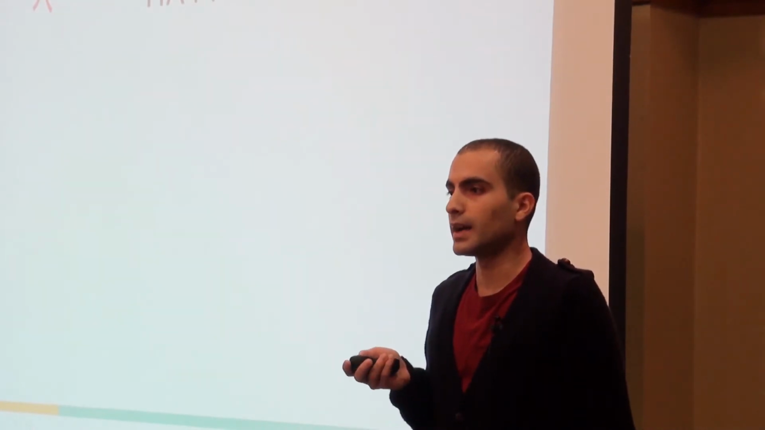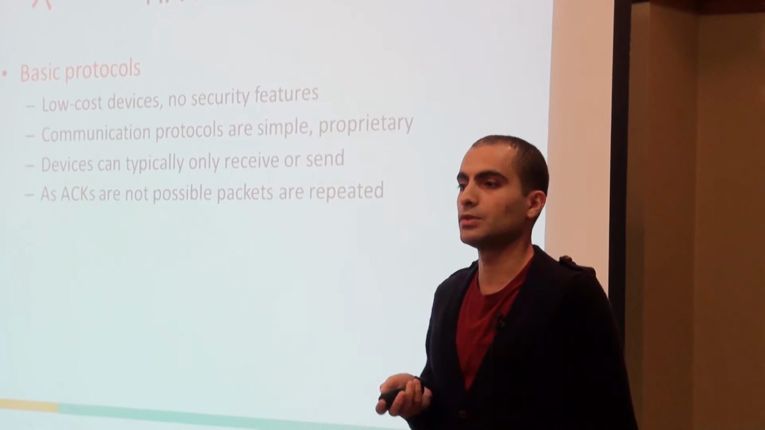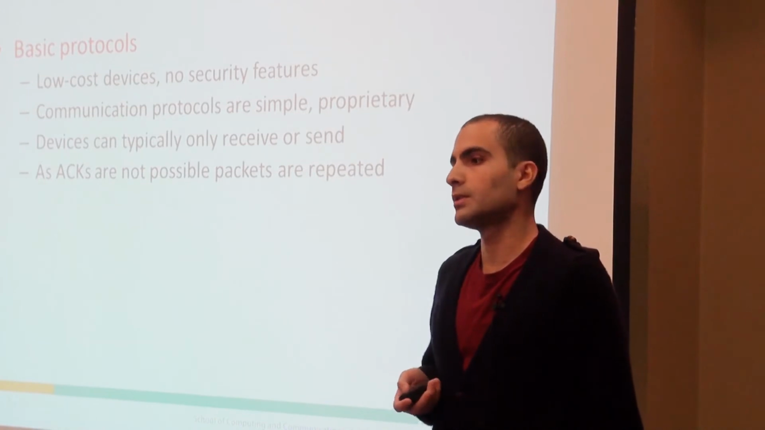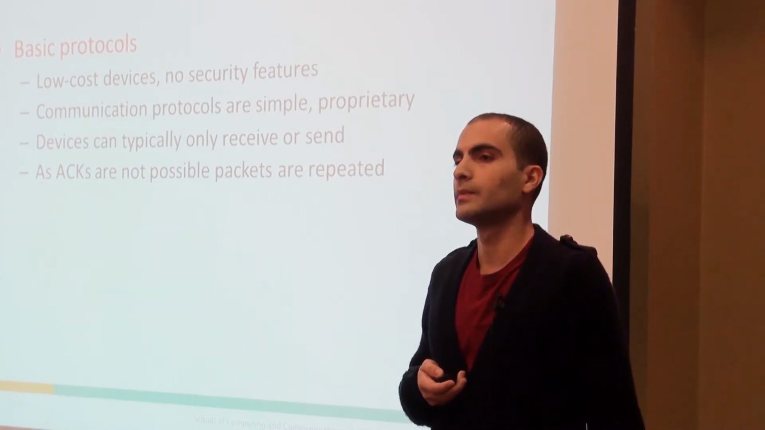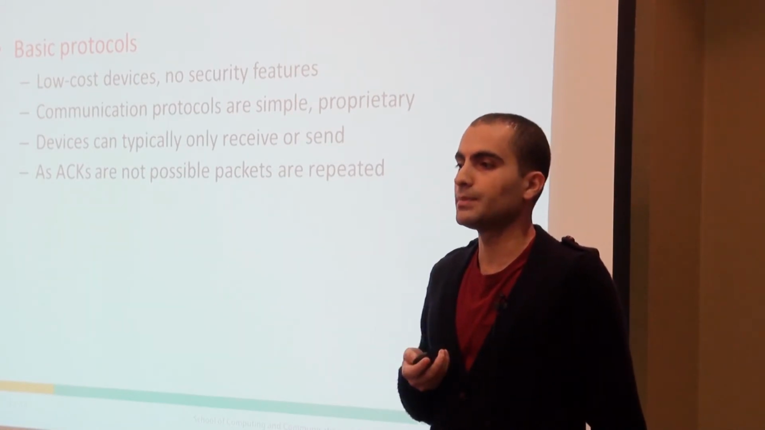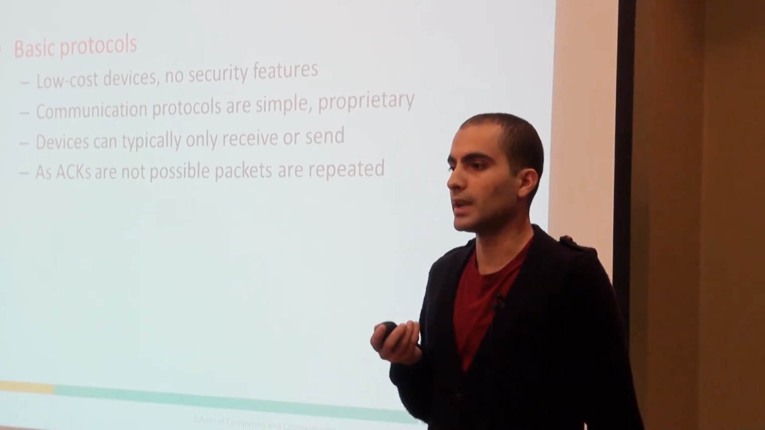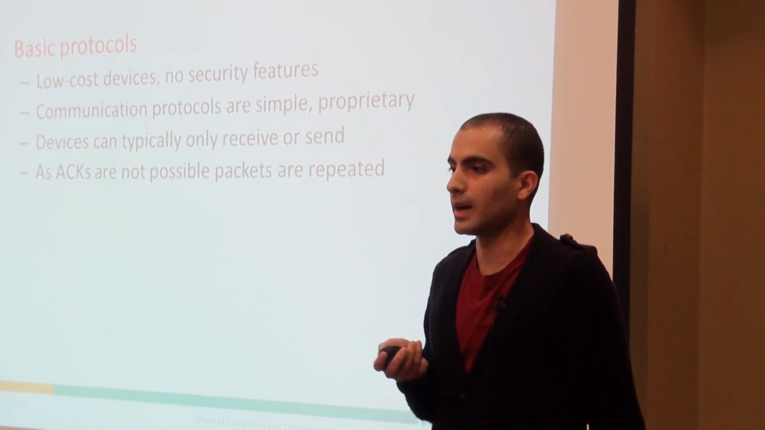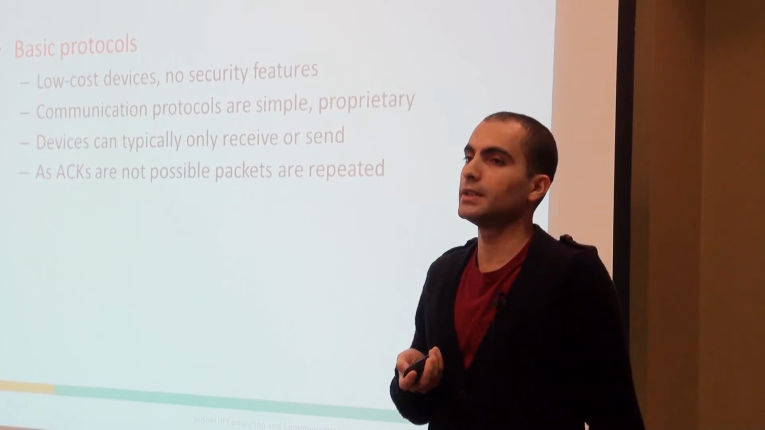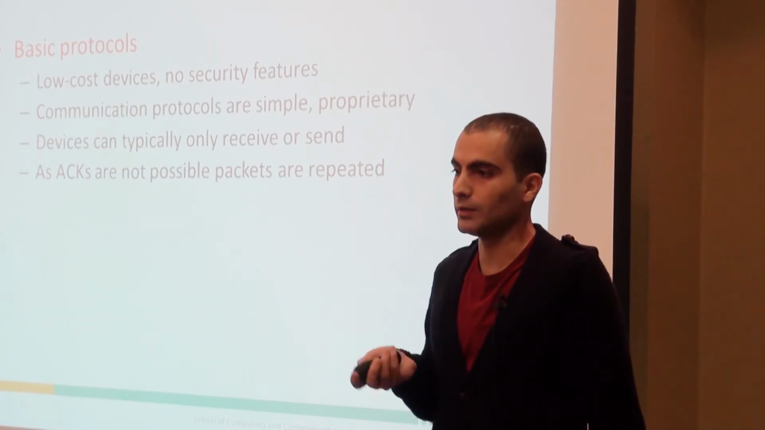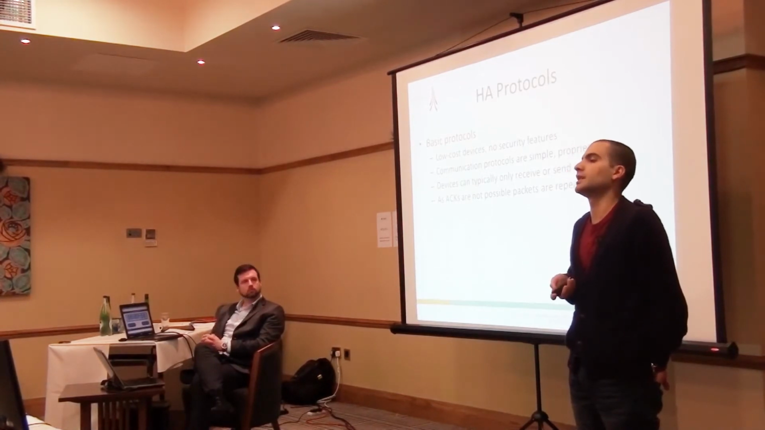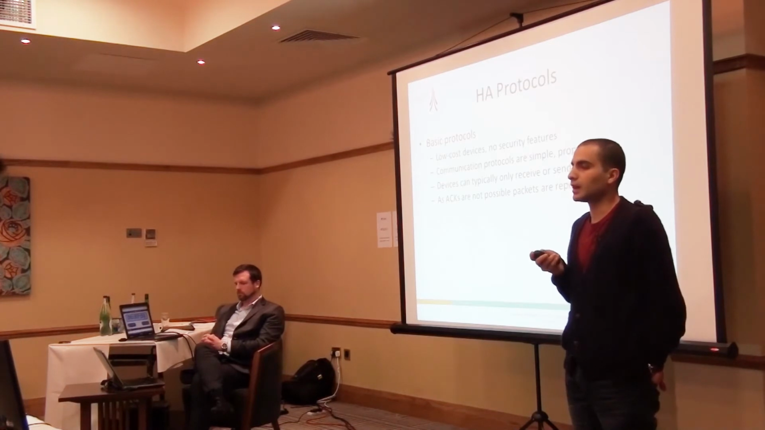We can divide home automation protocols into two: basic protocols and advanced protocols. Basic protocols are used in low-cost devices. They don't have any security features. And communication protocols are very simple. They are proprietary, and this helps to produce products for the mass market. They are cheap. Devices can typically only receive or send, so no acknowledgements are possible. So the packets are repeated to make communication reliable. And routing is not enabled.